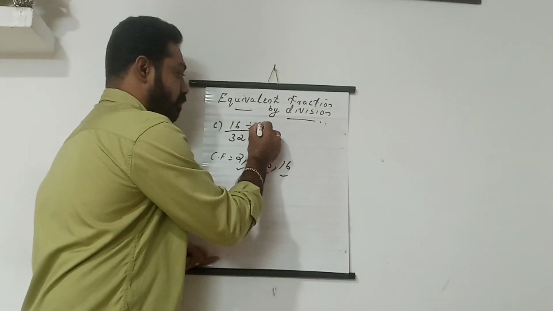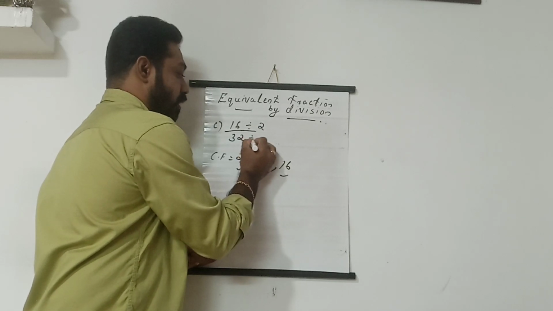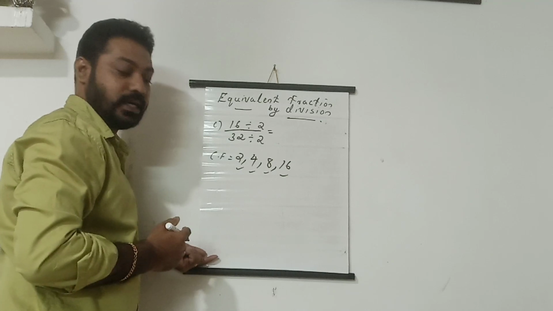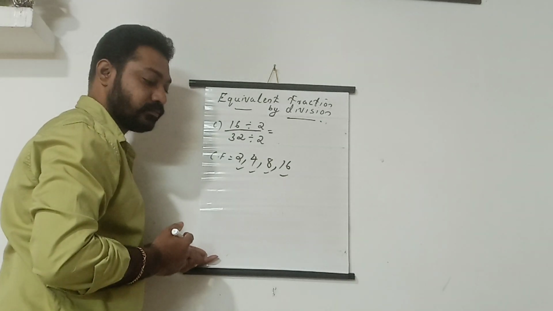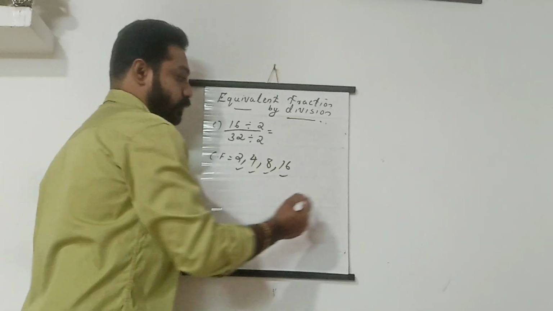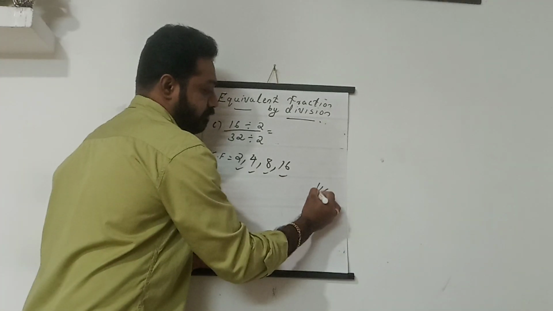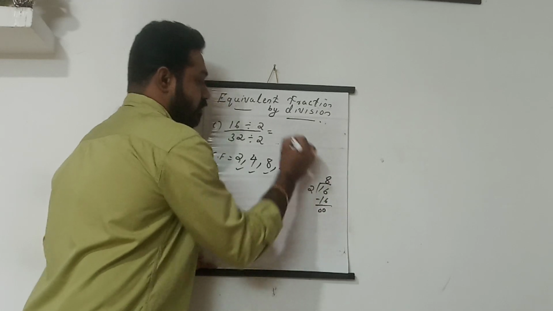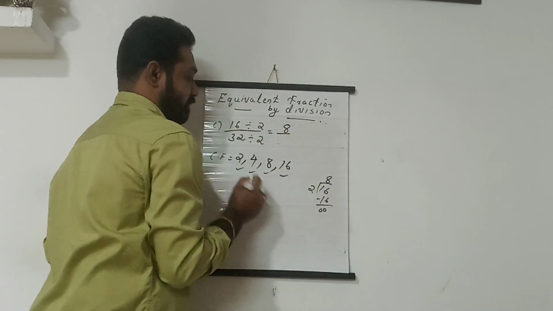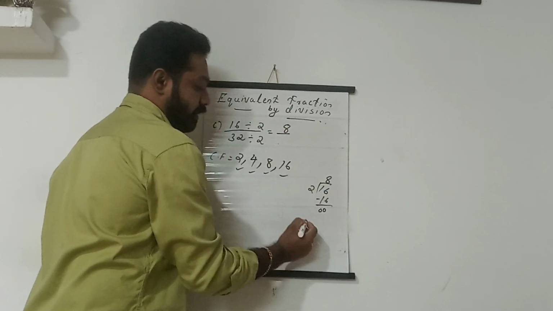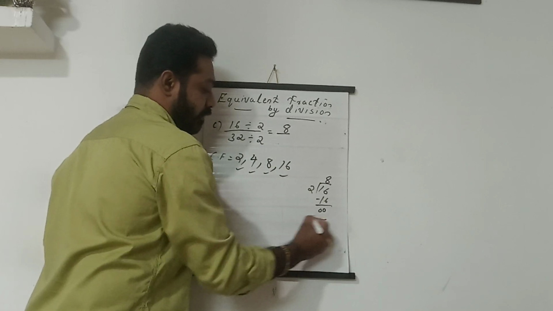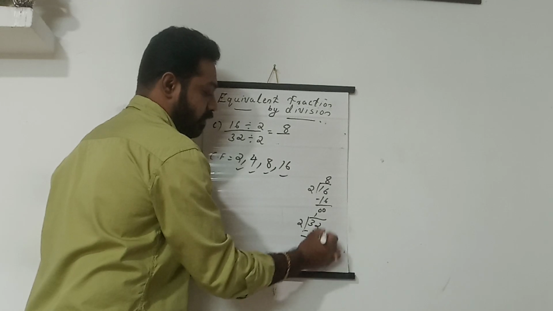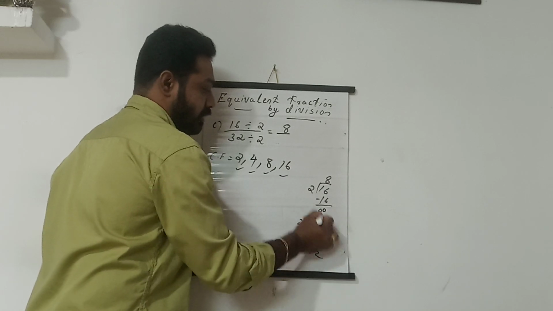Okay, so 16 by 2, 32 by 2. What is the answer? What is 16 by 2? 8 2s are 16, isn't it? So here we will get 8. 32 by 2. When you divide, you will get what? 1 2s are 2, 3 minus 2 is 1. Then 12, 6 2s are 12. Then what is your answer?